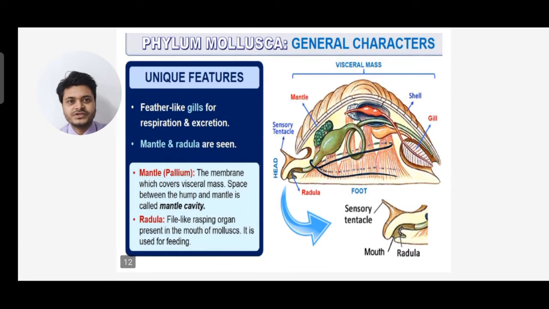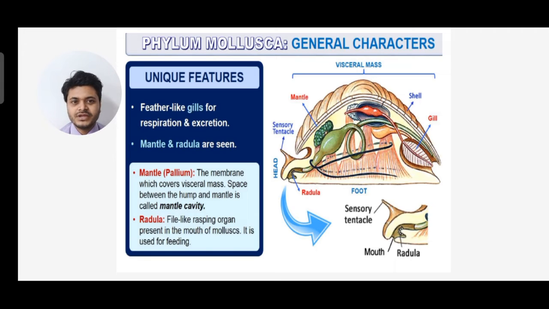A few more unique features: they have feather-like gills for respiration and excretion. They have a mantle, the membrane which covers the visceral mass, and the space between the hump and the mantle is called the mantle cavity. You can see the given structures.